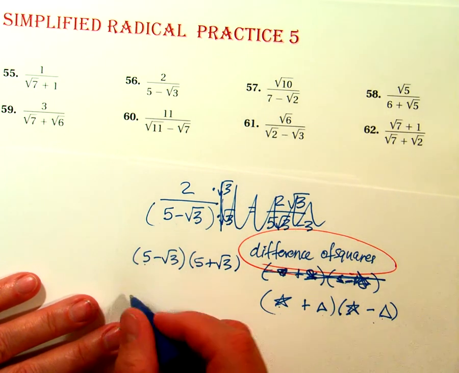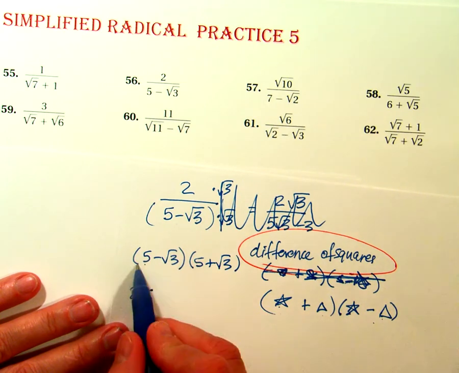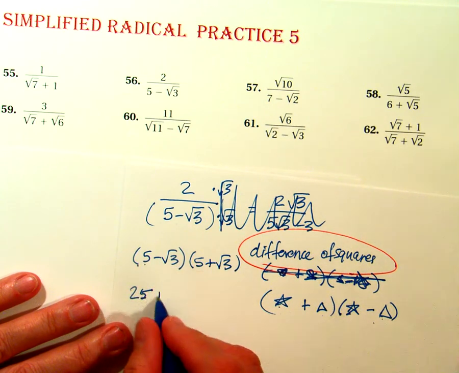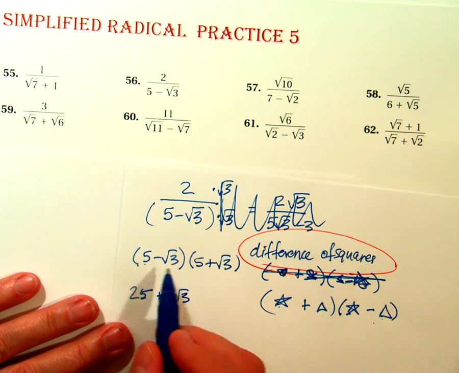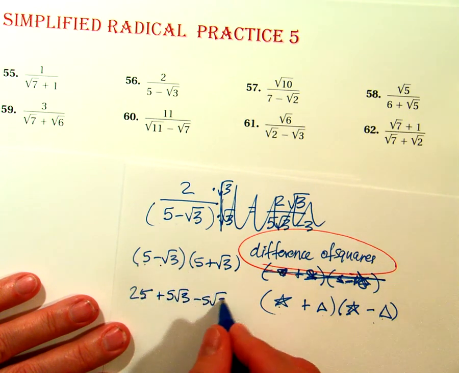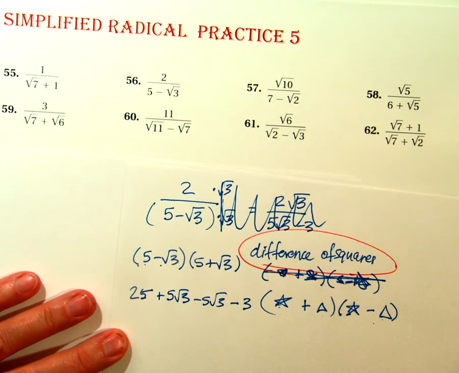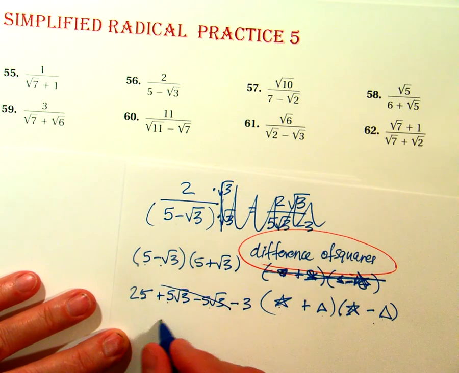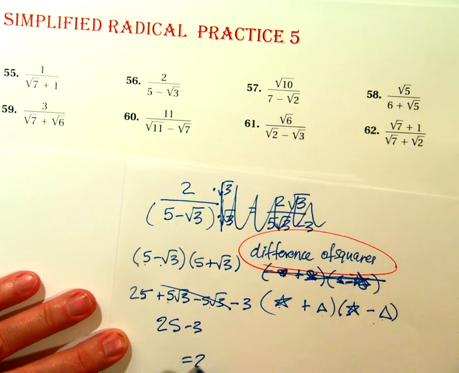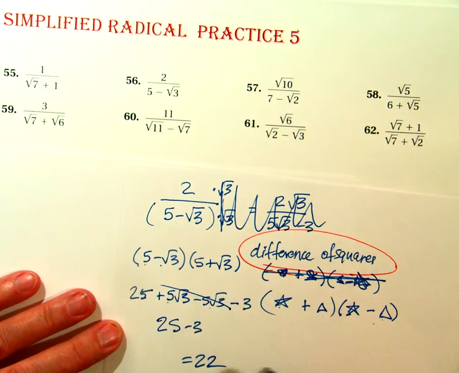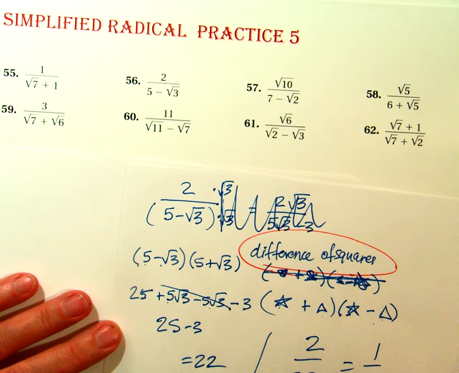So 5 times 5 is 25. 5 times the square root of 3 is plus 5 times the square root of 3. Negative, minus 5 times the square root of 3, minus 3. Okay? Yeah? 5 times the square root of 3 minus 5 times the square root of 3. So our denominator is 22. We go back to our original fraction. It's 2 over 22, which is 1 over 11.